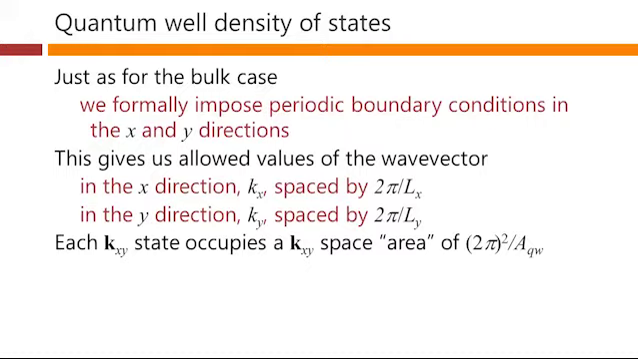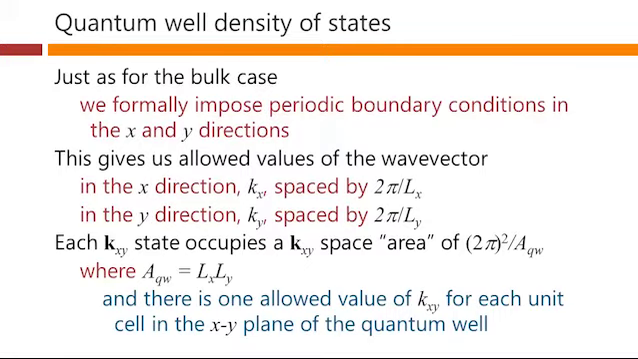So each kxy state now occupies an area in kxy space of (2 pi)^2 over the area of the quantum well. That's the size of the layer from side to side, not the thickness, but the area of it. So this is a similar argument to what we used for 3 dimensions, but now we're using it in 2 dimensions. This area of the quantum well is a product of the length of the quantum well in one direction times the length of it in the other direction. Not the thickness, as I'm saying, but the lateral dimensions of this layer.